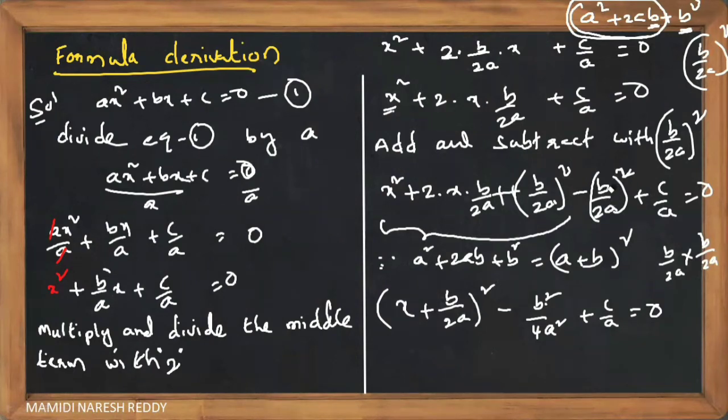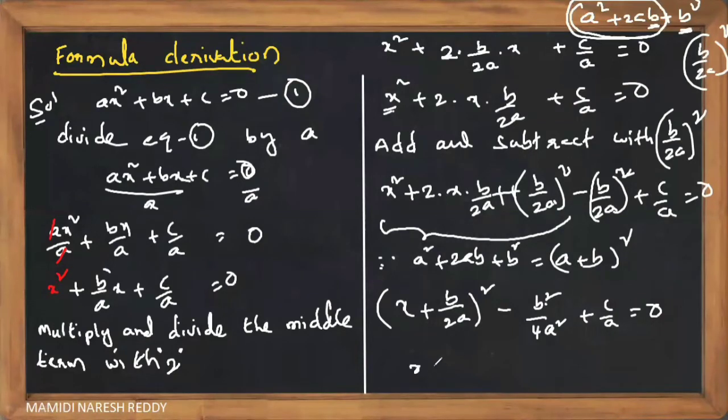Now again, children, see b by 2a whole square, is it? Then I just expanded the power. Then by multiplying, children, by removing the power, we get here b square by 4a square, and plus c by a as it is, I wrote here, is equal to 0 also as I wrote here. Okay. Now next, shall I move forward, children?